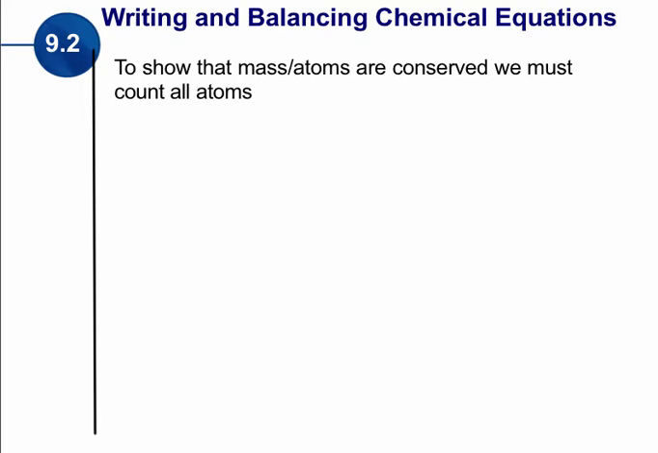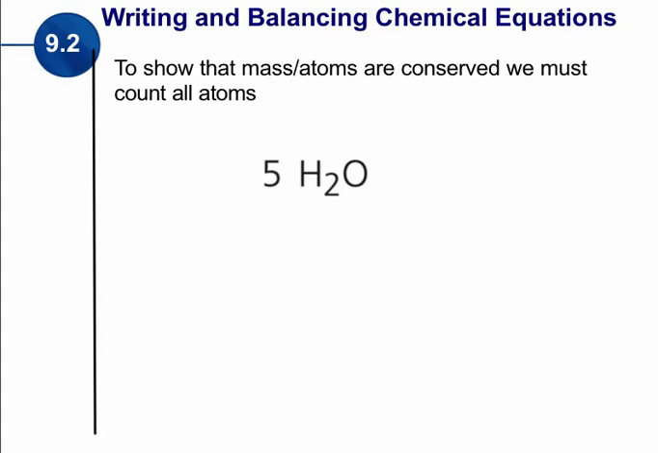Before we can start writing and balancing chemical equations, we have to first do our conservation of mass. We have to show that atoms are conserved. And to do that, we have to do some counting. We have a technique to count all the atoms, and we're going to work our way through this technique really slowly to start. But let's imagine we had this situation.